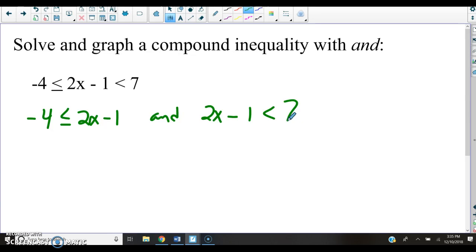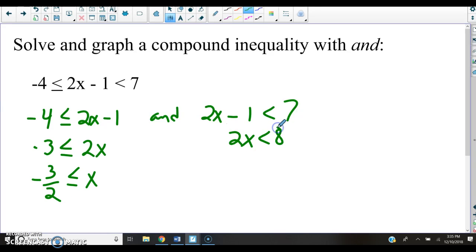So here we would add 1 to both sides and divide out our 2. Here we would add 1 to both sides and divide out the 2. Since it's not negative, you do not switch it. Okay, you only switch the direction of your inequality when you multiply or divide by a negative. Now we can put it back together.